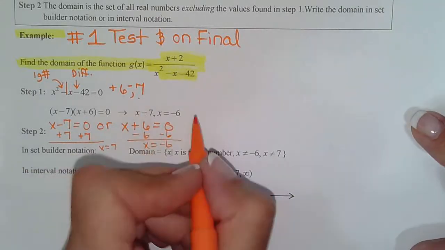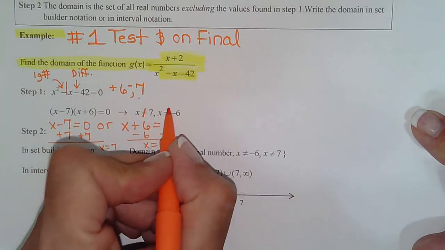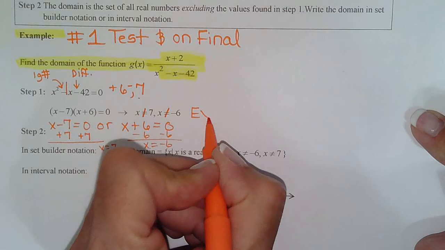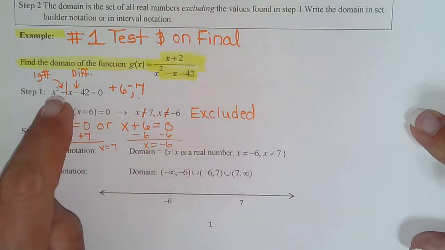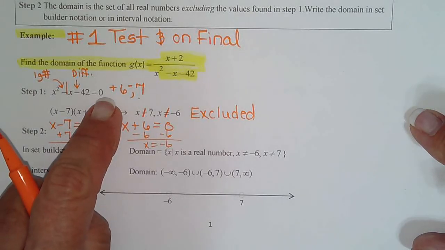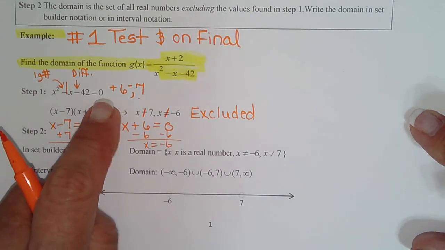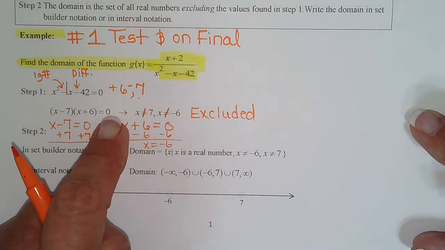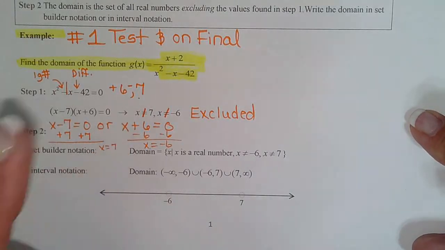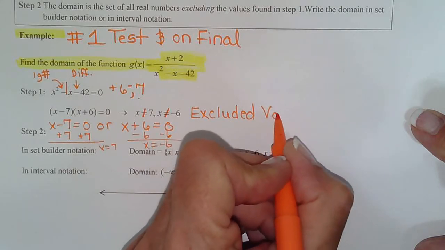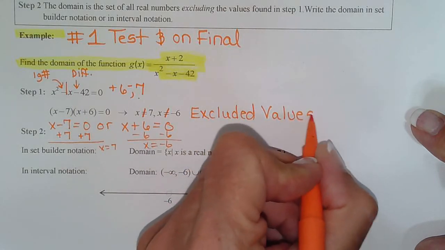So those are called our excluded values. And why are they excluded? Because we just learned they are the values that make our denominator 0. Anything that makes our denominator 0 is undefined. So we call those excluded values. We have to throw those out of our domain.